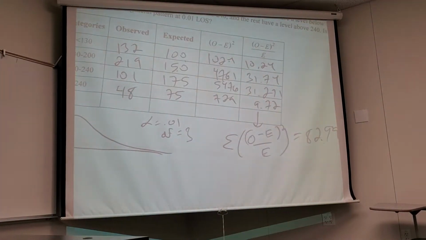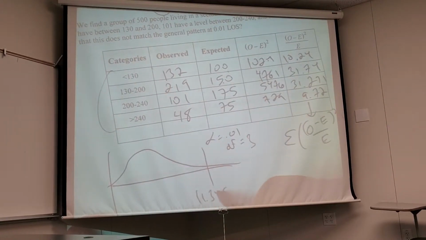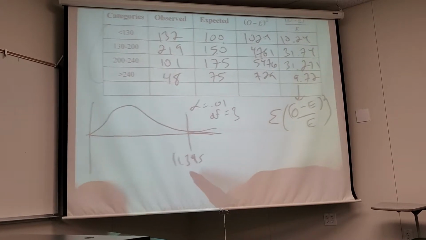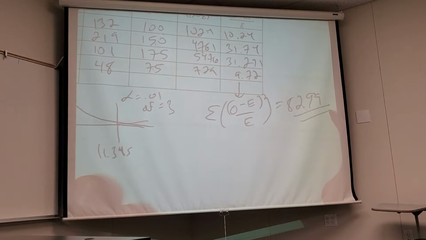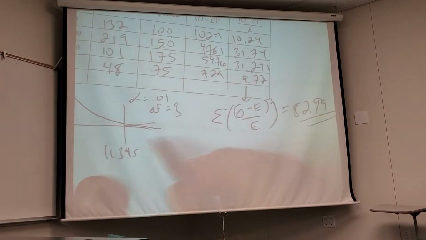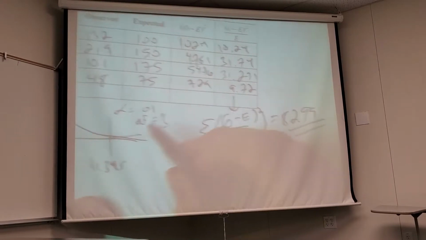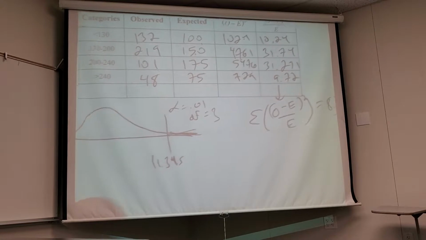What do you guys get for your chi-square? 11.345. So the test is all like, ha ha, you gotta get this far away. And we're like, yeah. So 82 would be somewhere over here on this wall, right? So what does that mean?